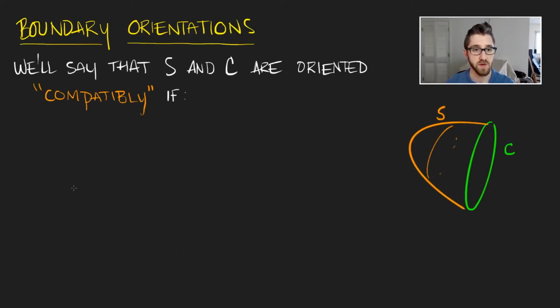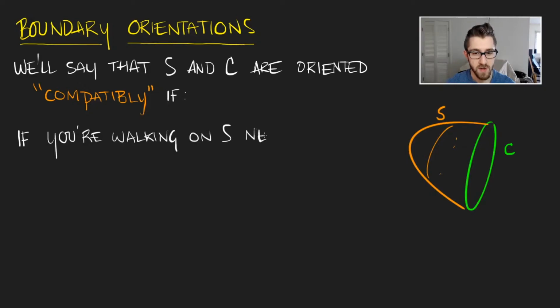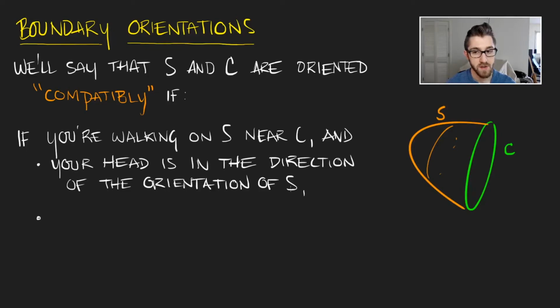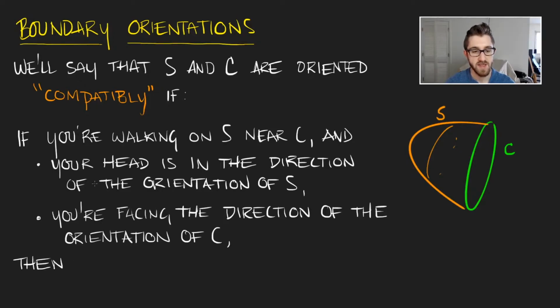Okay, so here's the situation for the orientation. We have a surface, and remember that we orient surfaces by providing a normal direction. And we have a curve, and we orient curves by providing a direction around the curve. And those two orientations, we're going to call compatible if the following holds. If you imagine you're walking on the surface S near the boundary, and your head is in the direction of the orientation of the surface, and also you're facing the direction of the orientation of the curve, then these two are oriented compatibly if it ends up that the surface is on your left.